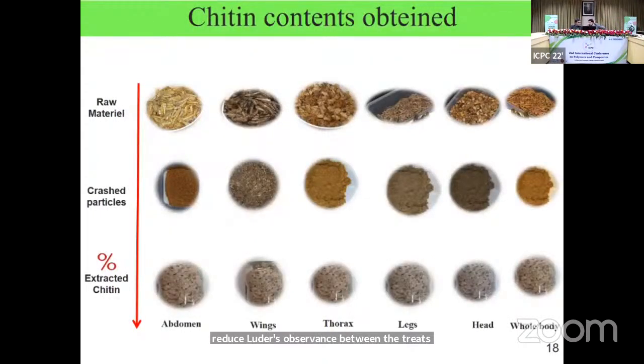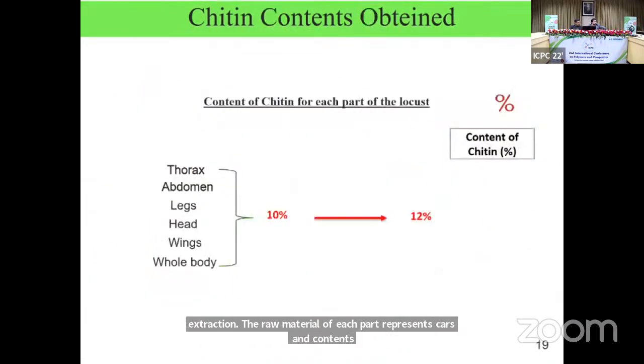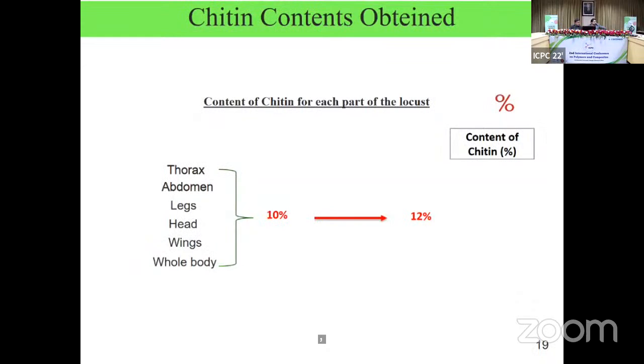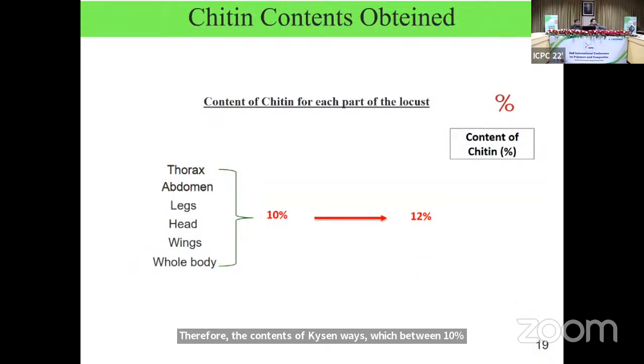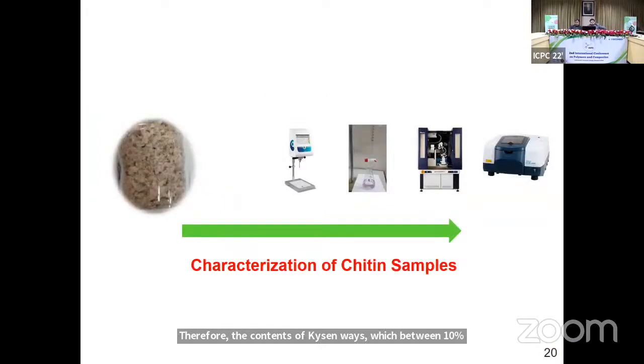After extraction, the raw material of each part represents chitin contents. Therefore, the content of chitin varies between 10% and 12%. And now let's move on to the characterization of chitin samples.